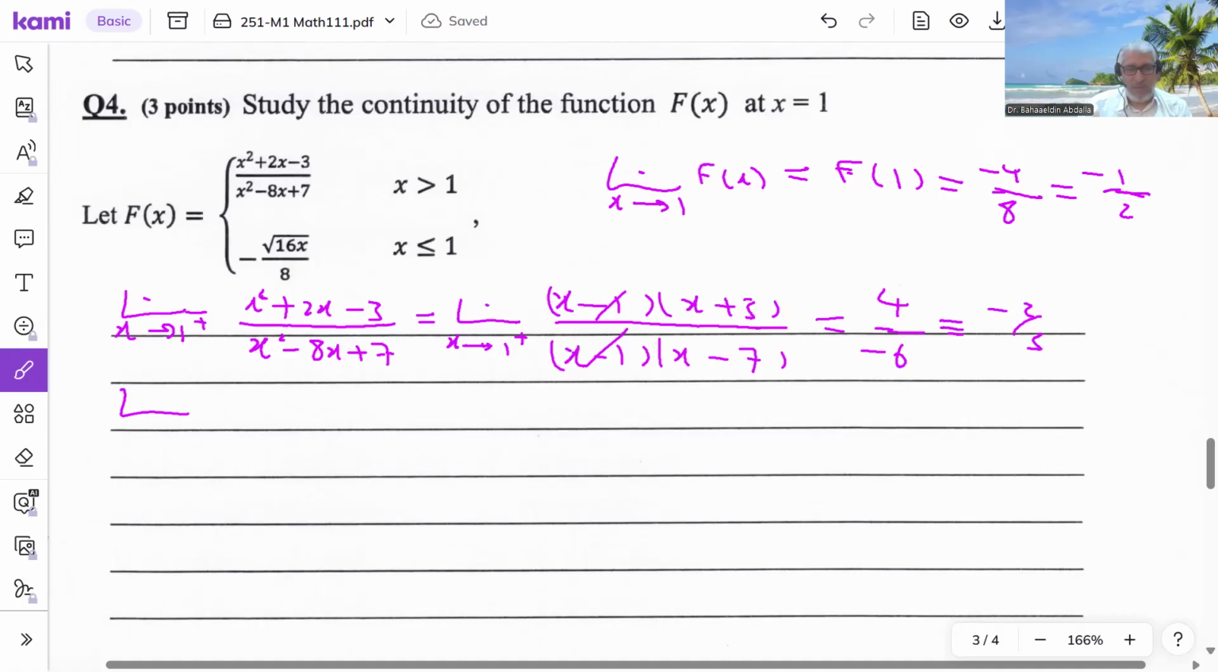from the right. The limit from the left of 1, I'll use this definition because x should be less than 1. To find this limit, immediately I replace x by 1. I get negative square root of 16 over 8. So this is negative 4 over 8 or negative half.